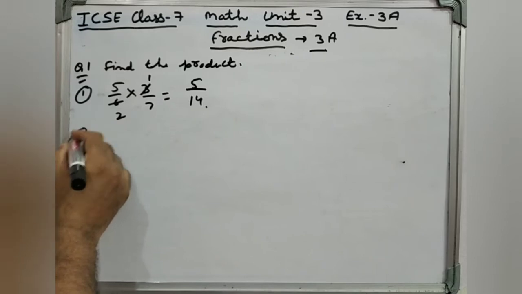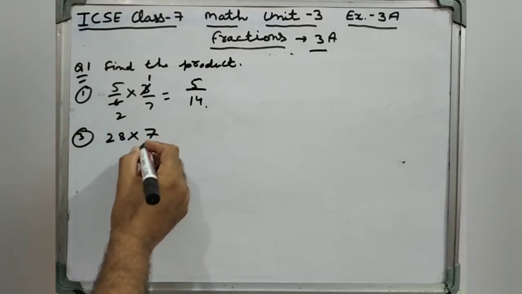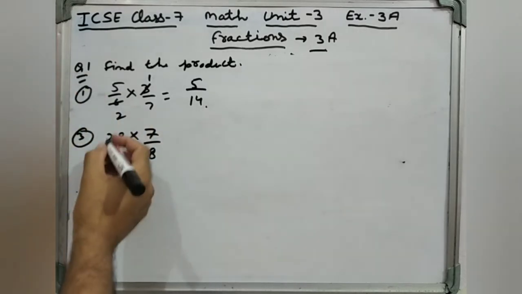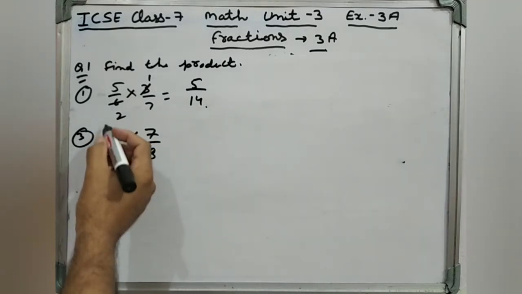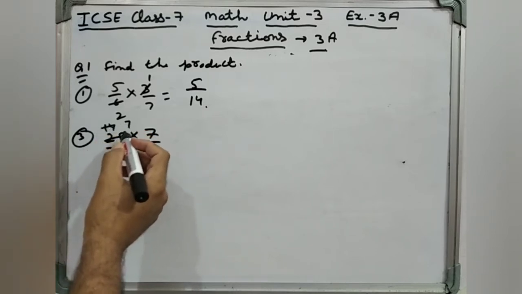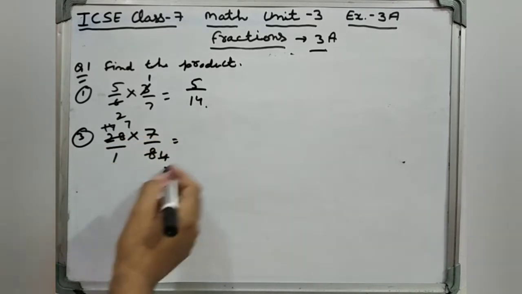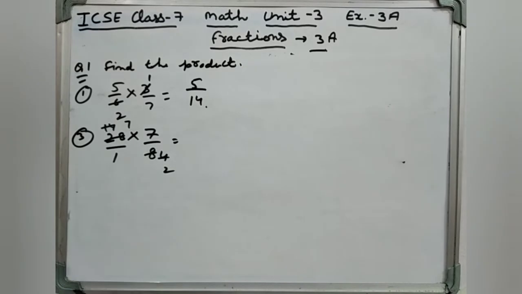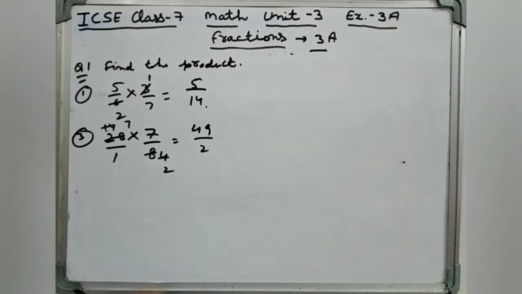See the third: 28 multiplied by 7 upon 8. We will make it a fraction by putting 1 under it for your convenience, right? Make it simple. 14, 2 2s are 4, 2 7s are 14, 2 2s are 4, right? 7. Now we can't make it more simple. 7 7s are 49, 2 1s are 2. This is your answer, right?